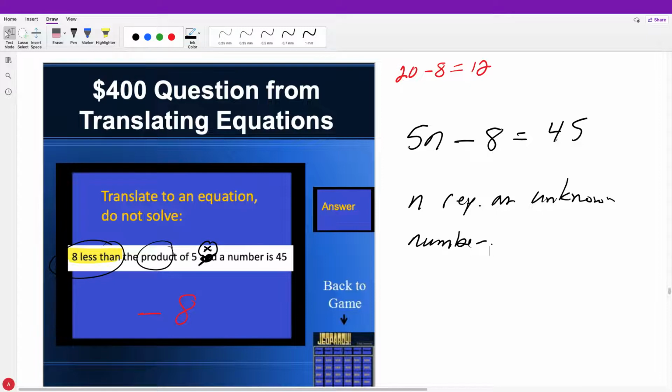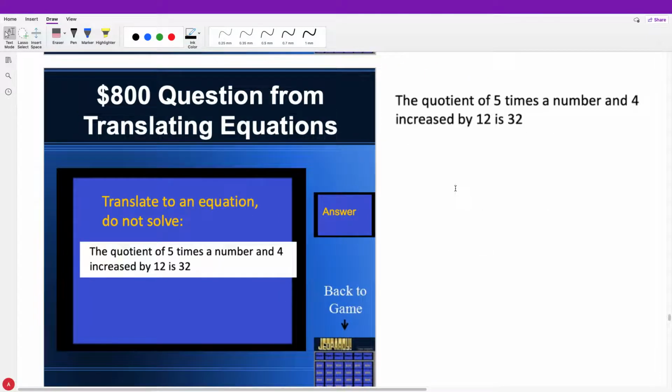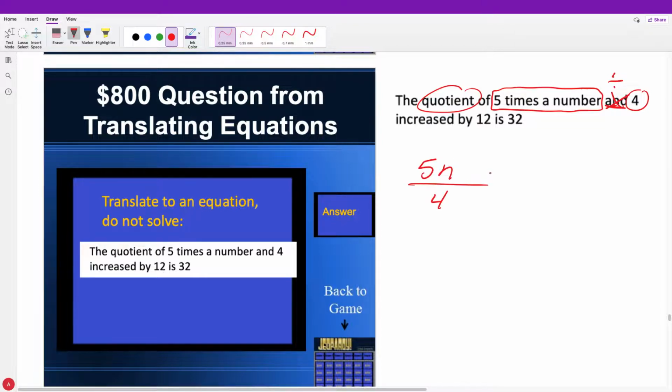All right, now we're going to move on to the next question. It says the quotient of 5 times a number and 4 increased by 12 is 32. So remember, when we see the word quotient, product, sum, or difference, the very next time we see "and," we just need to replace it with the operation. Since quotient means division, where I see the word "and," that's where we're dividing. So 5 times a number is being divided by 4. We can represent 5 times a number as 5n, and it's being divided by 4, so it's 5n over 4.